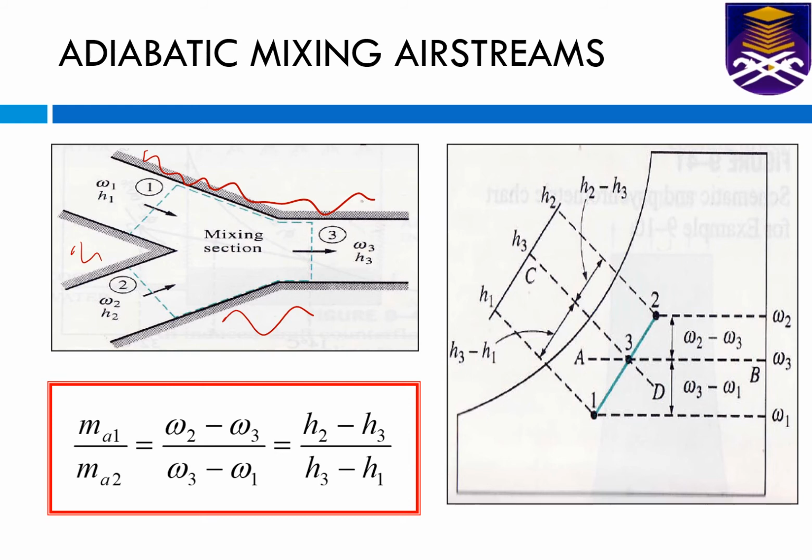So let's do the mass balance and the energy balance. For the mass balance of the water vapor: m dot A1 omega 1 plus m dot A2 omega 2 equals m dot A3 omega 3. So we have m dot A1, m dot A2, and m dot A3.